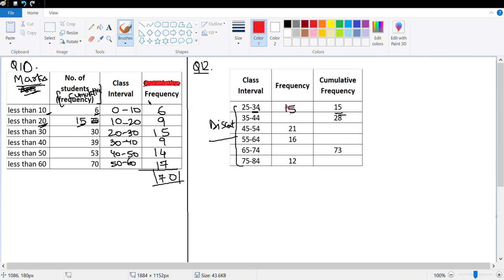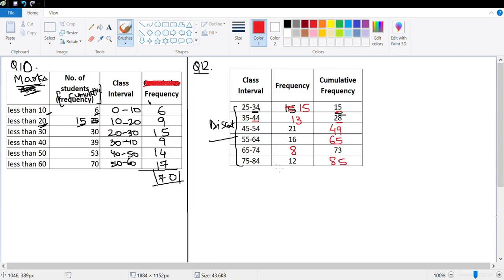Let me just change the color. This will be 15 people less than 34. 28 are less than 44, out of which 15 are already accounted for here. So how do I do it? 28 minus 15, which gives me 13. Or if you use the method of remembering the pattern, 15 goes here, you add something to 15 to give 28, which is 13. And to get from here, I add 28 with 21, that's 49. This one will be 49 plus 16, which is 65. I add something to 65 to give me 73, which is 73 minus 65, that's 8. I add 12 to 73, which is 85.